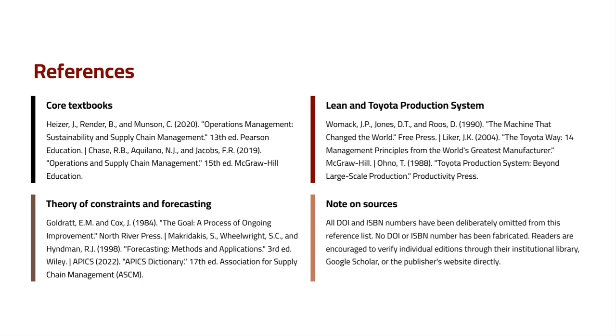We also drew from theory of constraints literature, particularly Goldratt and Cox's The Goal, which emphasizes ongoing improvement. For forecasting, the classic text by Makridakis, Wheelwright, and Hyndman provided valuable methodologies. Additionally, the APICS Dictionary remains a vital resource for supply chain terminology.